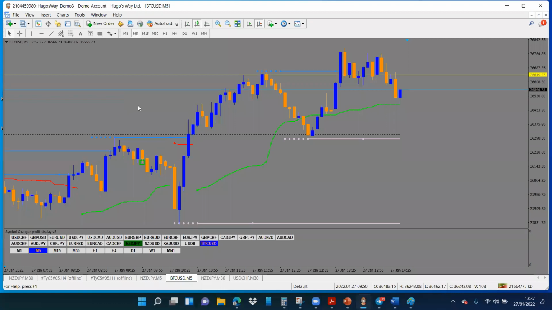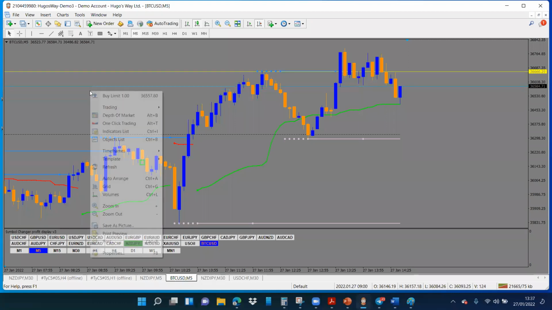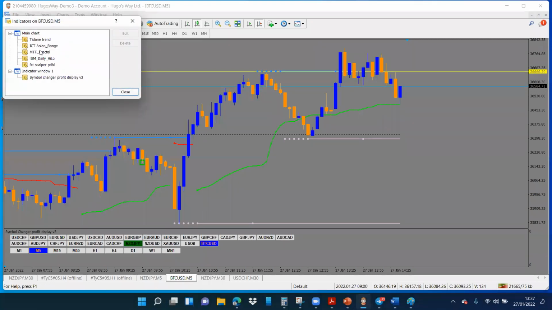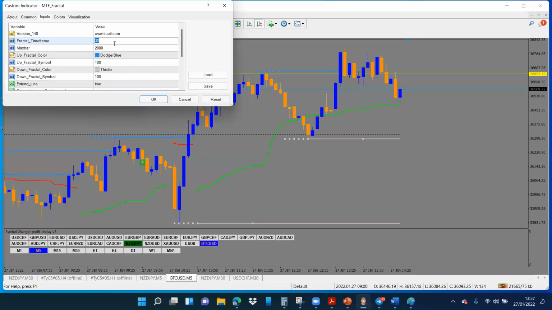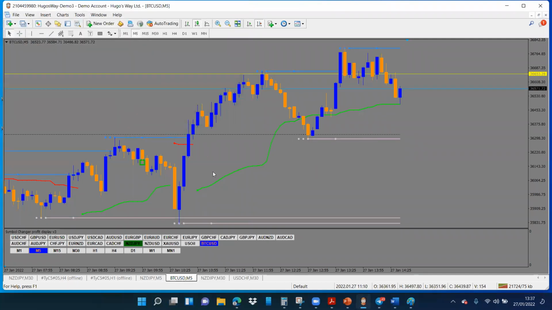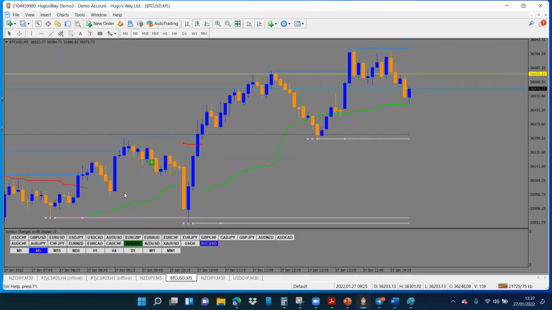Right, you want to see fractals of 15 minutes, fractals of 30 minutes for your Bitcoin. It gives you something to play with. Okay, so here we are. We're using fractals of 15 minutes, for instance. This is supposed to be bullish.